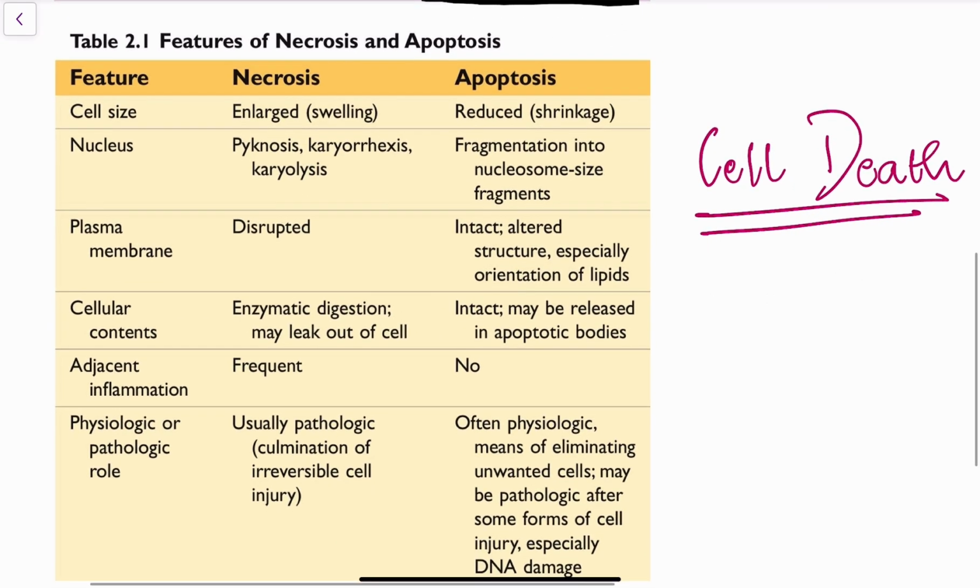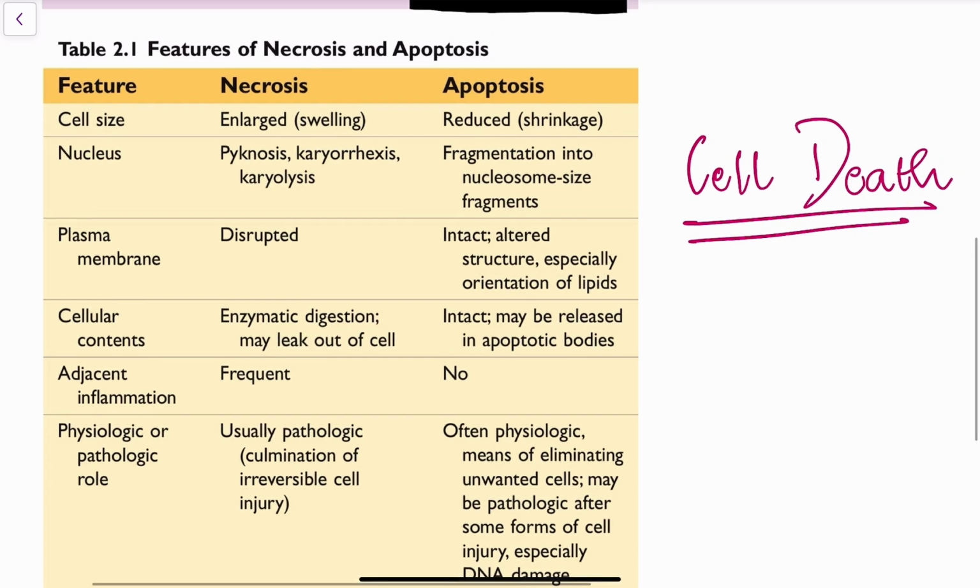namely necrosis and apoptosis. The first point, being the most important one, is cell size. In necrosis, there is enlargement or swelling of the cell, whereas in apoptosis, there is reduction or shrinkage of the cell. The next point talks about the nucleus.